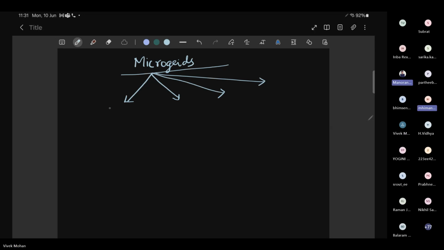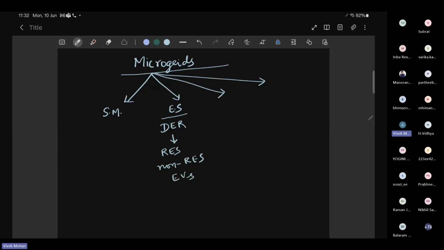Renewables, generations, smart meters. Yes, so I'm writing here. Smart meters is what you have mentioned. Then energy sources, we normally call them distributed energy resources. They can be renewable energy sources or non-renewable energy sources. Of course, nowadays we talk about electric vehicles also. Then we have loads, which can be flexible or non-flexible, right? Non-flexible loads. Then what else?